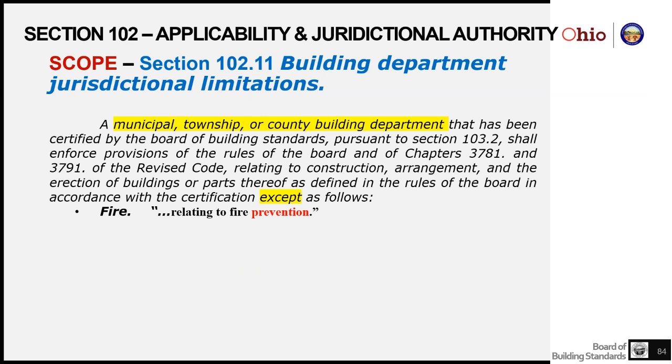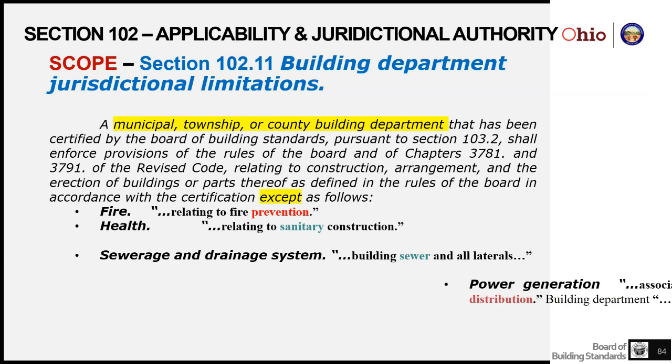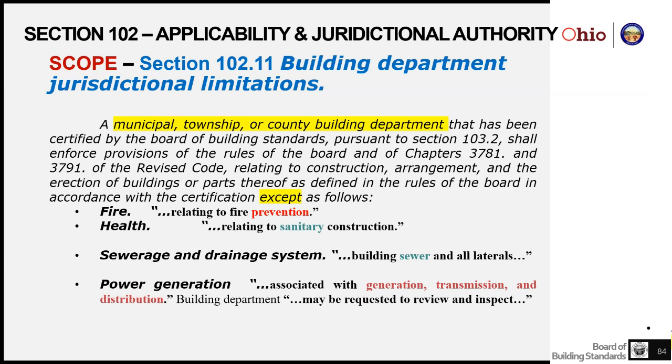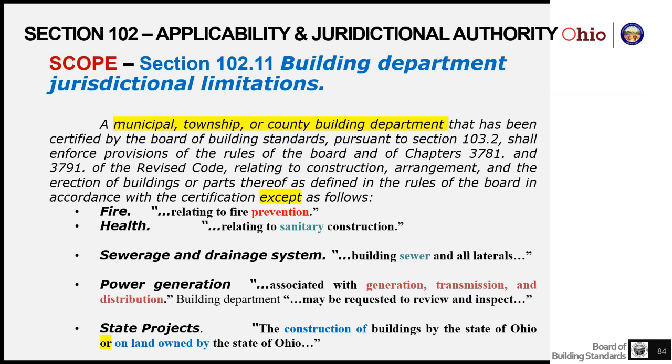So fire is going to deal with fire prevention, health is going to deal with sanitary conditions, sewage and draining systems are going to be dealing with building, sewers and laterals, power generation, and then the power plants have some autonomy to do their own regulation of some of their stuff, particularly in their generation sites. And then state projects basically goes to the state of Ohio's building department for any buildings constructed on state-owned property or in state-owned buildings.